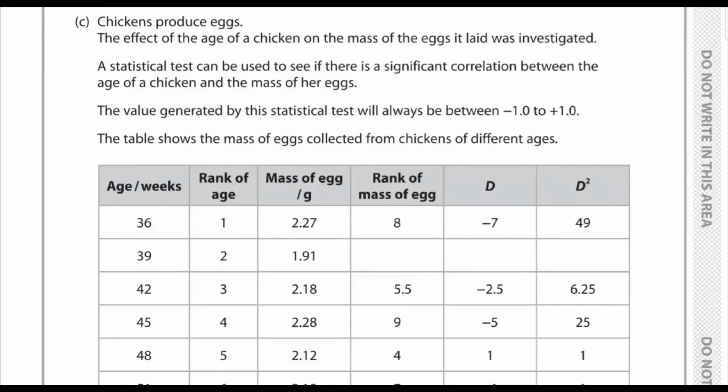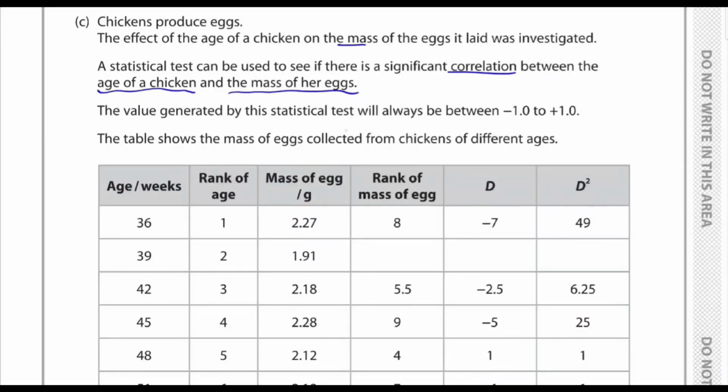Hi, how are you? Let's solve this question regarding the correlation coefficient statistical test, where it says chickens produce eggs. The effect of the age of a chicken on the mass of the eggs it lays was investigated. A statistical test can be used to see if there is a significant correlation between the age of a chicken and the mass of her eggs.